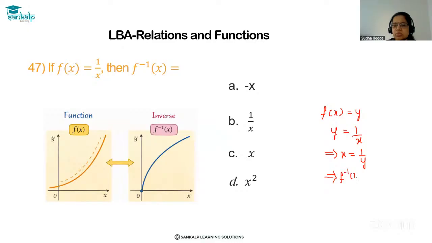This implies f inverse x. What you have to do? Replace y by x. F inverse x is 1 by x. So f of x is also 1 by x. F inverse x is also 1 by x. So check the options. Option B is 1 by x. So f inverse x is equal to 1 by x. Thank you.